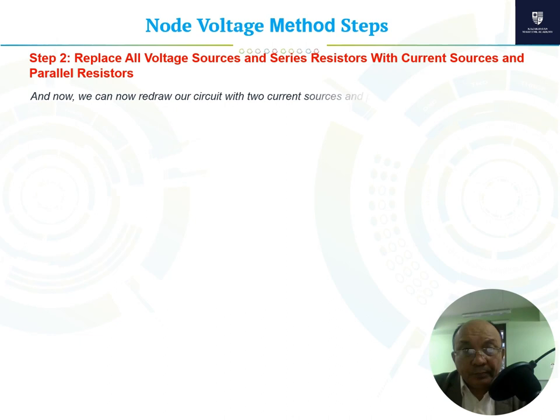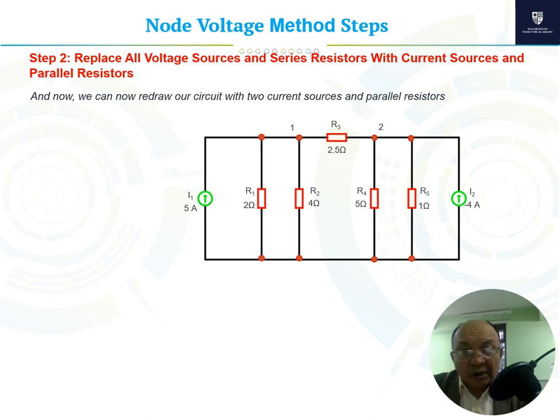So now we can redraw our circuit with the two current sources and parallel resistors. Here we have our first current source with parallel resistors R1 and R2, and R3 is common for all loops. And now we have our second current source and two parallel resistors, R4 and R5.